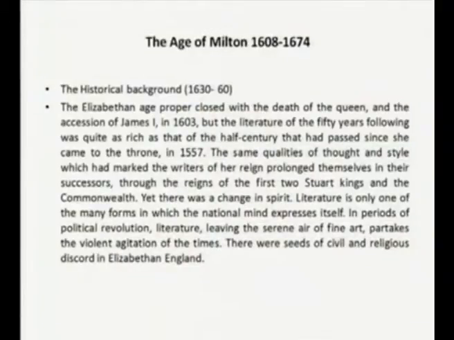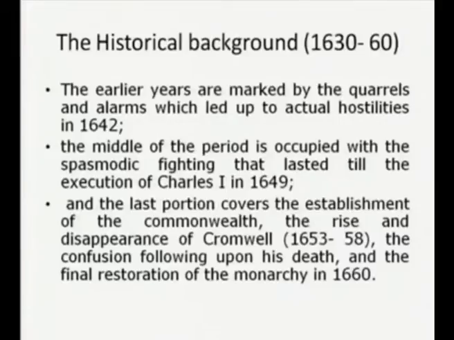In periods of political revolution and change, literature, leaving the serene air of fine art, partakes of the violent agitation of the times. There were seeds of civil and religious discord in Elizabethan England, which was almost being represented in Spenser's poem The Faerie Queene, but it had come out in this historical background. The earlier years are marked by the quarrels and alarms which led up to actual hostilities in 1642, the disquiet which was in the political arena.